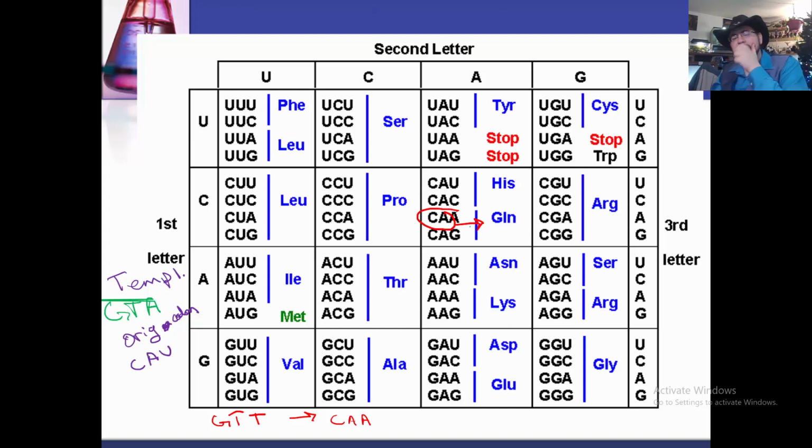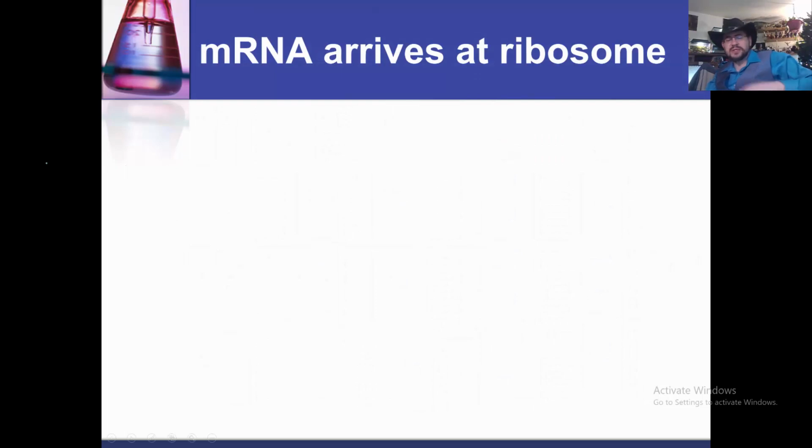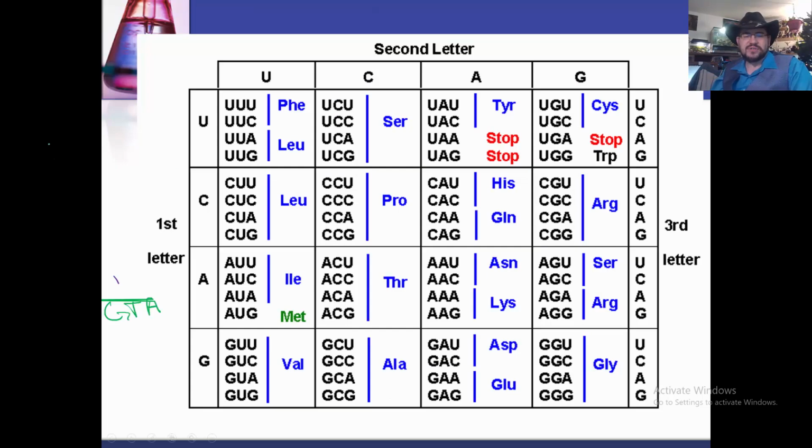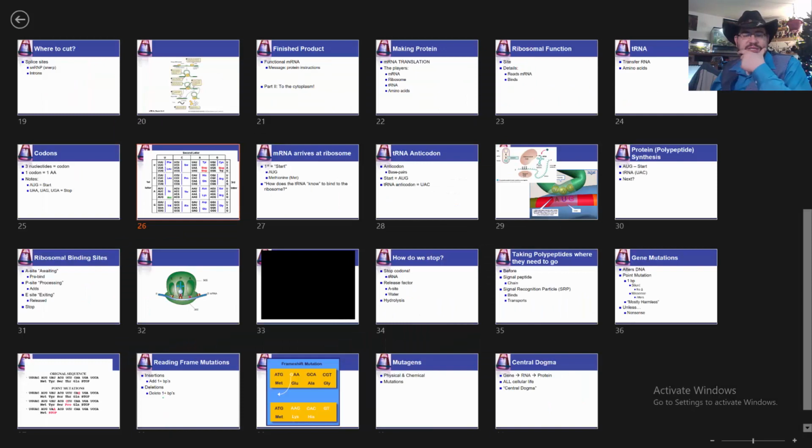producing GLN. Maybe, I don't remember what that one is. So, GLN. So now it's missense. It's missense because we have changed the amino acid produced. We've now got a change in expression.